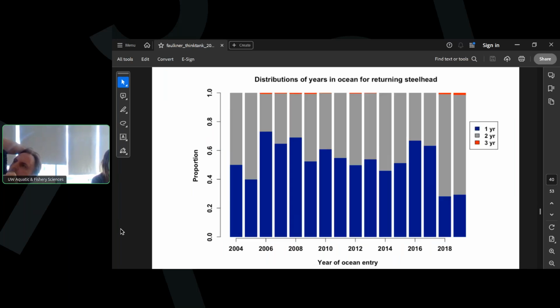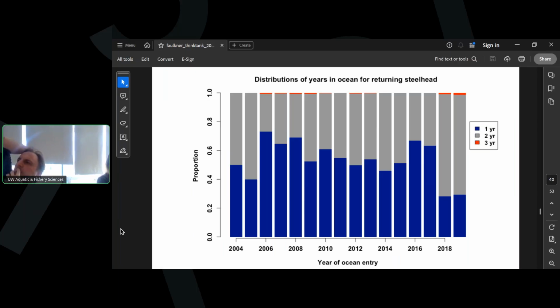Okay, and then this is the age distribution. So in each year, the proportion, the blue is 1 year, gray is 2 years, and red is 3 years. So you can see it's really kind of rare to stay 3 years in the ocean. And it is varying over time, with more recent years more likely to have fish staying longer. But this is confounded, or a product of survival too. So it's not just maturation probability. You know, the survival probabilities in the different years are going to make these bars different.